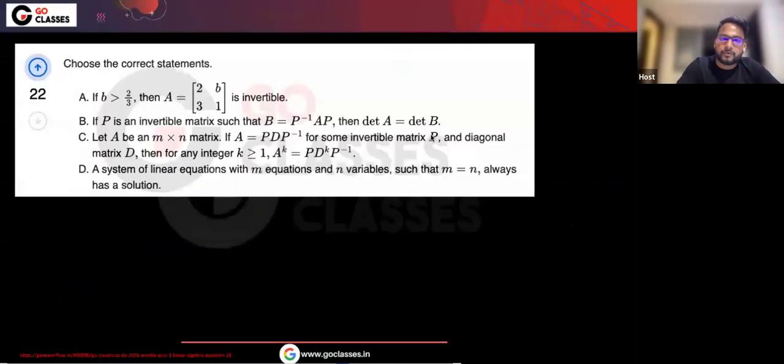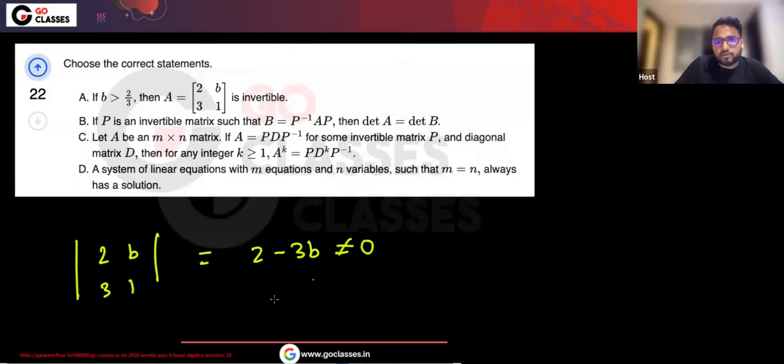Now let's see this question. This question was also good, or you can say an interesting question. They are saying, for which value of b, oh, they're asking about the correct statements, by the way. So they are saying for which value of b this is invertible. For the invertible matrix, that's very easy. You can just find the determinant of this. This is 2 by 2, right? So this is basically 2 minus 3b. It should not be 0. So if b is not equal to 2 by 3, then it is invertible.